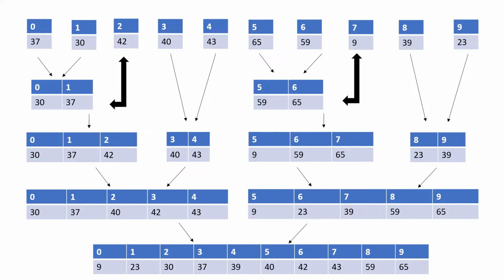Now we have to compare 43 in the left side box with the remaining elements 59 and 65. 43 is less than 59, that is 43 has to be placed at index 7, whereas in the index 8, 59 and in the index 9, 65 are to be placed. After merging, all the elements in the index 0 to 9 are 9, 23, 30, 37, 39, 40, 42, 43, 59, 65. That means all the elements are in ascending order.